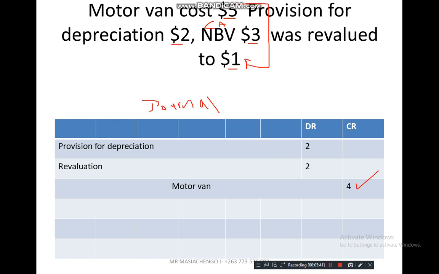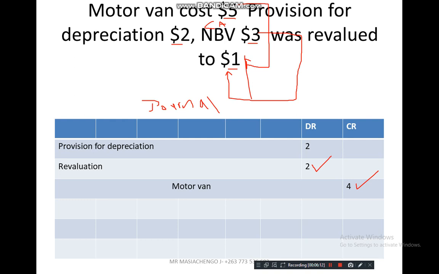Then when we want to record the amount in the revaluation account, what do we do? We compare the carrying amount, which is the net book value, against the new value of the asset. So this is 3 to 1. This is a difference of 2, and this is a decrease. So in revaluation, we are supposed to factor in the decrease, which is this one. Okay, I think you are actually following whatever is taking place.